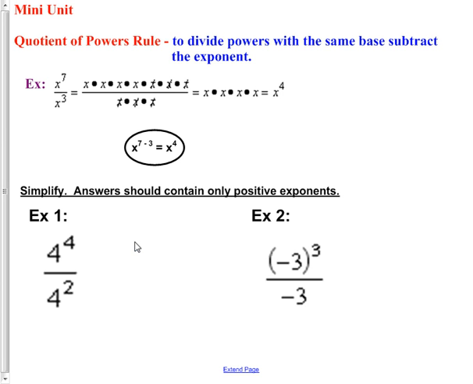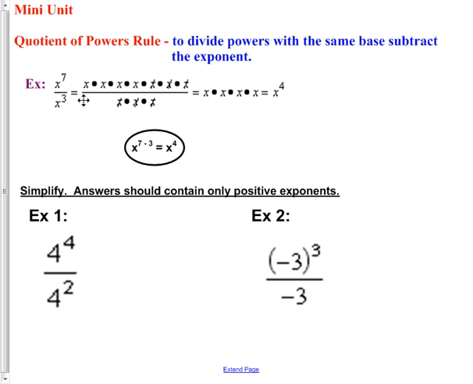In the quotient of powers rule lesson, we're going to think about kind of the opposite of what we were doing in the product of powers rule. In product of powers, we were adding the exponents of common bases. Today in quotient of powers, we will be subtracting the denominator's exponent from the numerator's exponent.